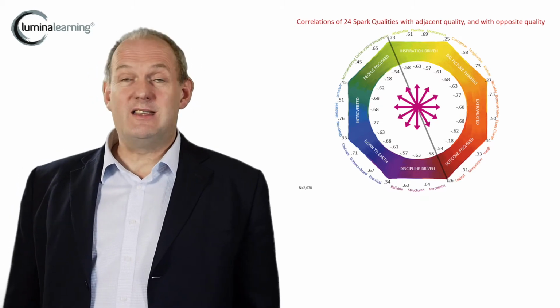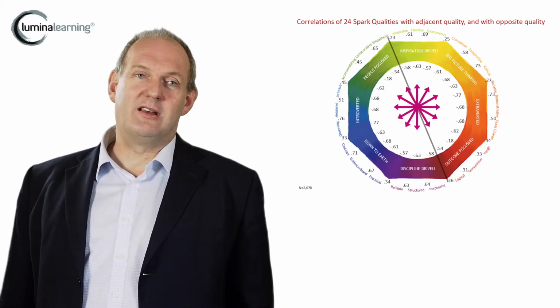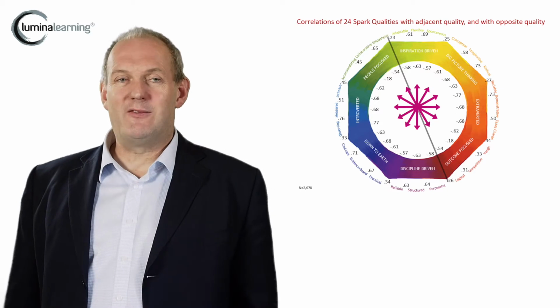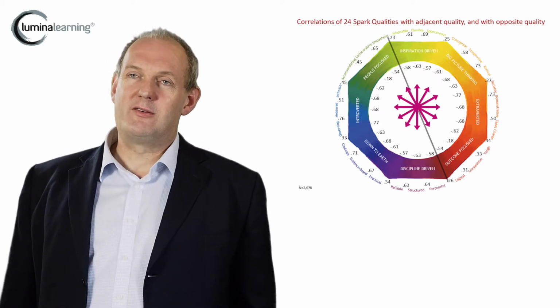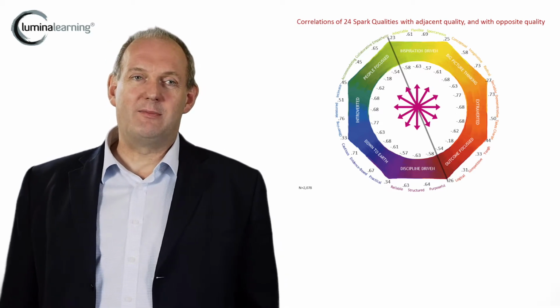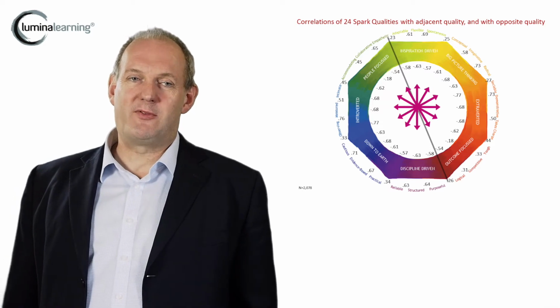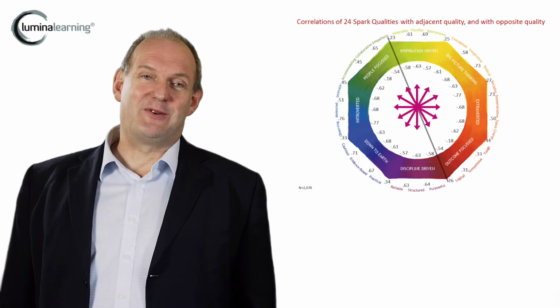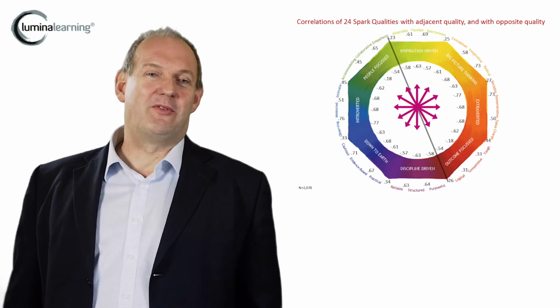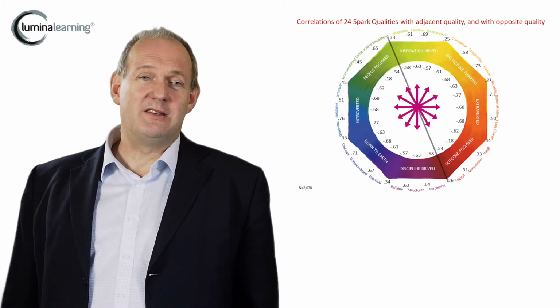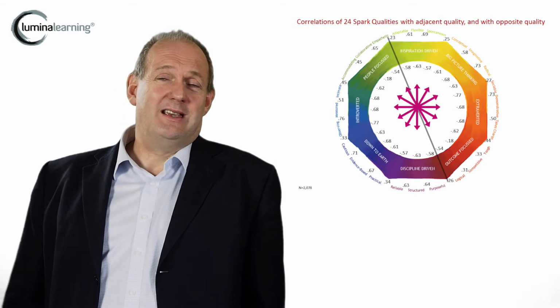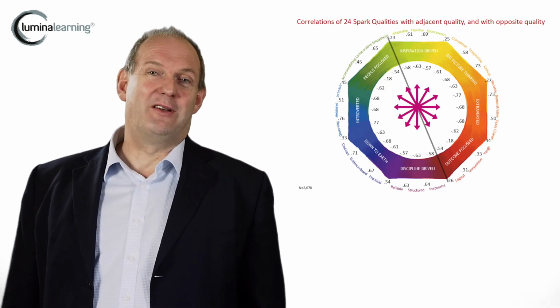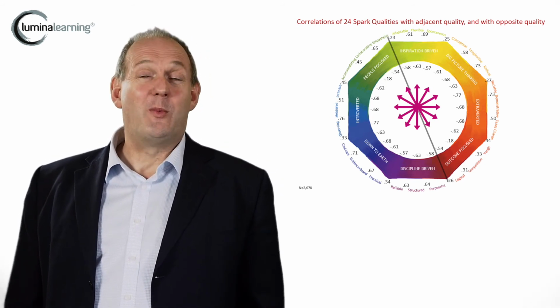You can again see the lower correlation at the seam, if you like, between alpha and beta. So adaptable going through to empathetic being 0.23 at the other end, logic to purposeful 0.26. And you can also see the negative correlations for the 12 opposite pairs. The strength of the model shines through in the high level of the correlations in this sort of optimal layout of the 24 qualities.